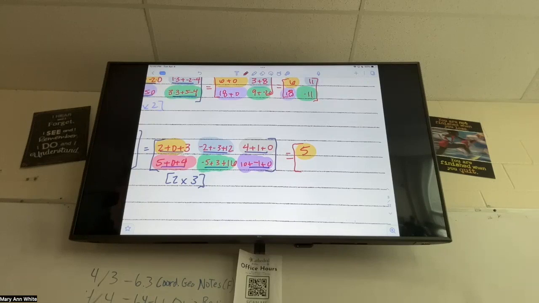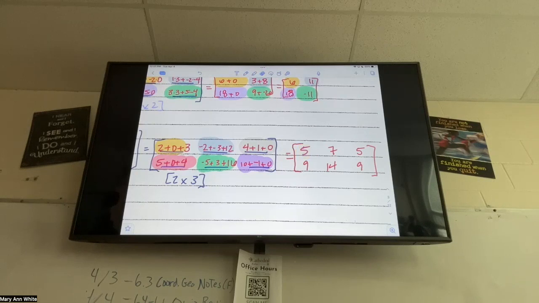The -2 plus -3 plus 12 is gonna be 7. 4 plus 1 plus 0 is 5. 5 plus 0 plus 4 is 9. -5 plus 3 plus 16 is 14. And then 10 plus -1 is 9.